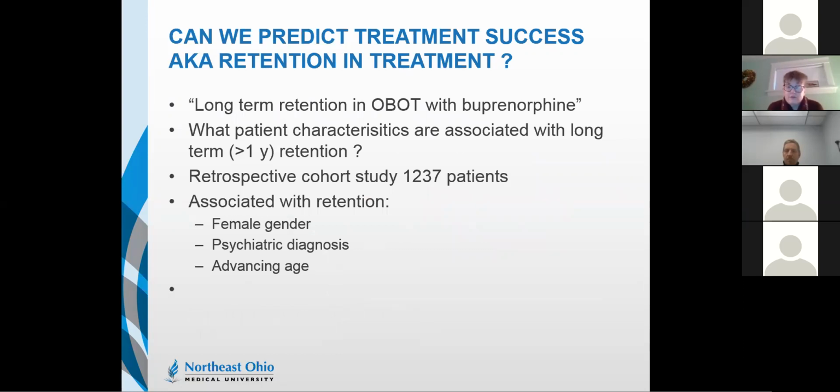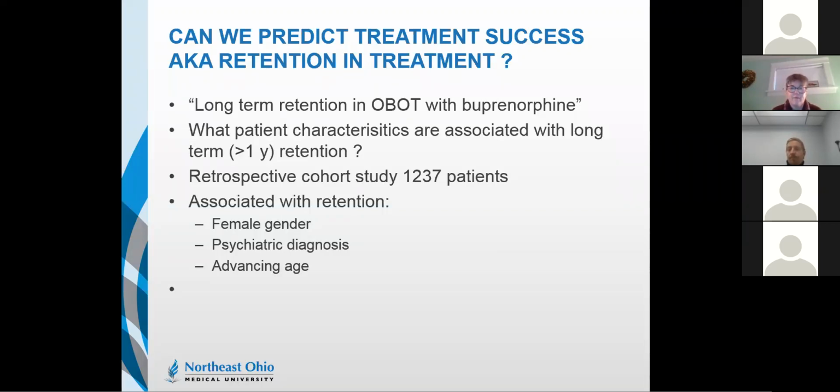Here is another study. The title of that is Long-Term Retention in Office-Based Opioid Treatment with Buprenorphine. That's what it's about. This one is extending past that 12 weeks into a year. At a year, if people have been able to abstain from opioids and stay with the buprenorphine, all kinds of good things happen then. There's less risk of a future relapse, and there's more likelihood of improvement in a variety of social and health indices.